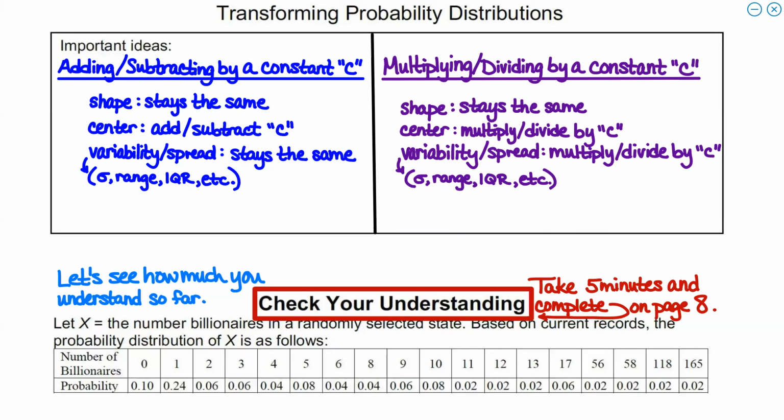If I'm multiplying or dividing by a constant, the overall shape still stays the same. If it was skewed left before, it's still going to be skewed left. If it was skewed right before, it's still going to be skewed right. If it was mostly symmetric, it's still going to be mostly symmetric. The center will move by multiplying or dividing my original center, my original mean, by whatever that new value is.